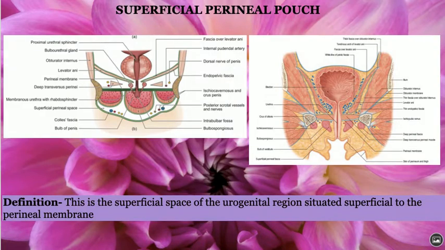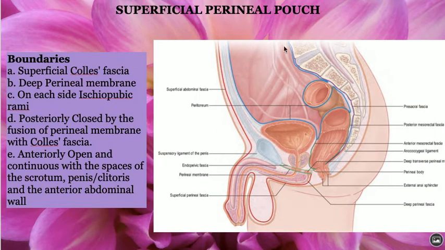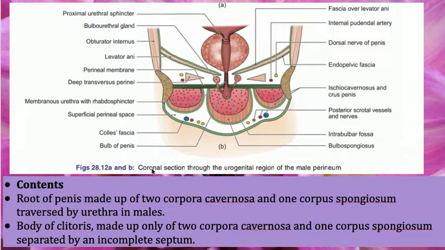We all know what the superficial perineal pouch is: it lies between the Colles fascia and the deep perineal membrane. The boundaries: superficially the Colles fascia, deep the perineal membrane, either side the ischiopubic rami, posteriorly closed by the fusion of the perineal membrane with the Colles fascia, and anteriorly open to the spaces of the scrotum, penis, and the anterior abdominal wall. It contains the root of the penis or body of the clitoris, made up of corpora cavernosa and one corpus spongiosum.